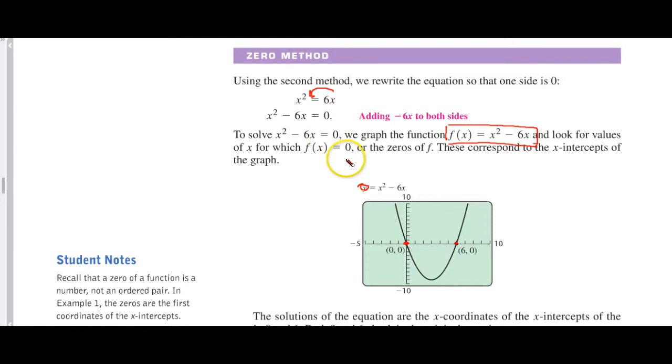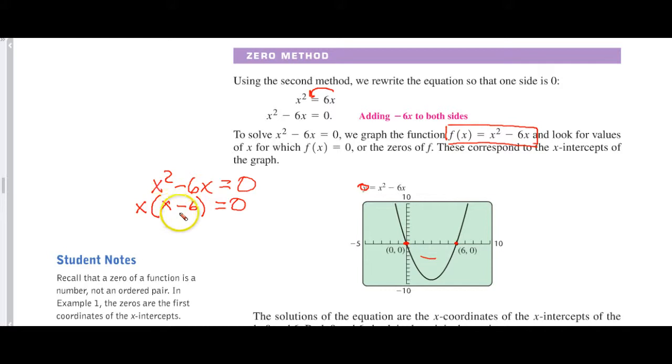Now, the technique we're going to use to solve this without graphing will be to factor this. And we'll be reviewing this a couple of times. So let's factor that. x squared minus 6x equals 0. Now, is there a common factor here? And the answer is yes, it's x. So we're going to factor out the x, and we end up with this.